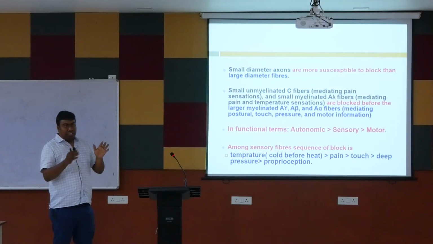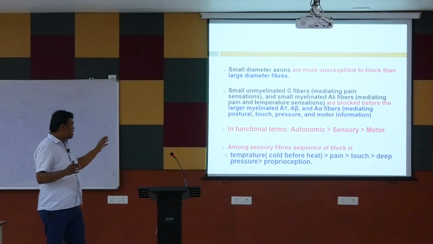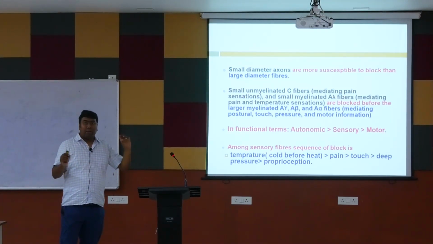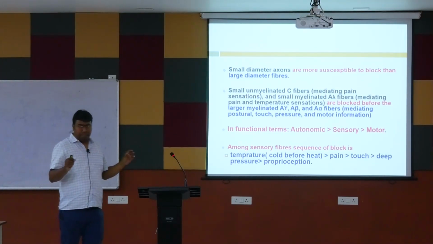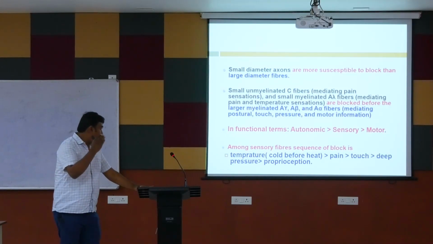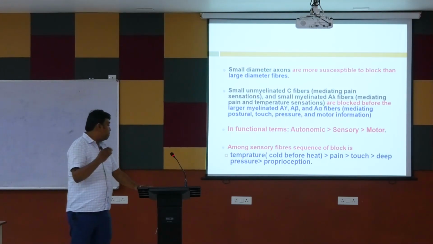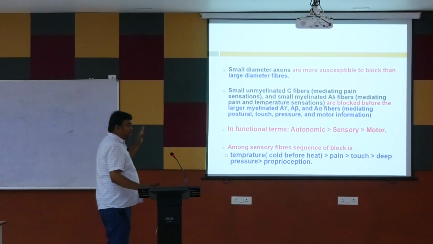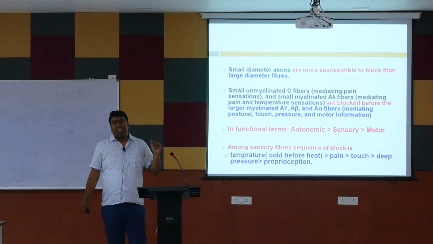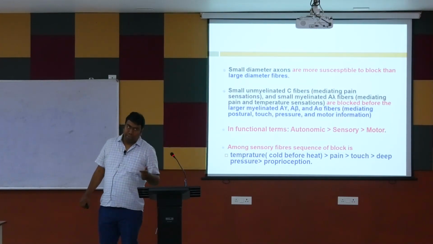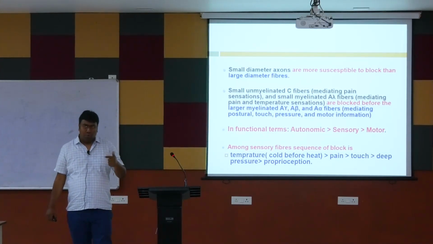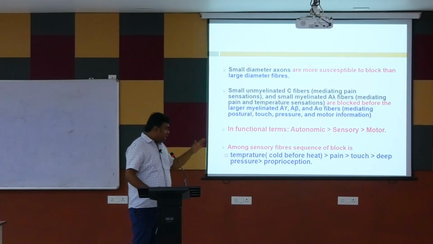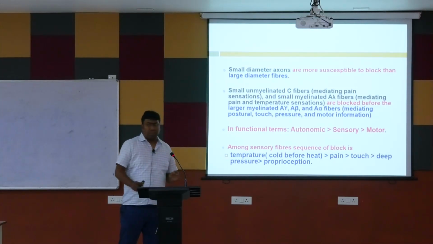So if we go by sensation, the first sensation to go is not the pain but the temperature, and among the temperatures, cold goes before heat. The first is temperature, followed by pain, then touch, then deep sensation and deep pressure, and lastly proprioception. These are the serial order in which sensation is reduced. First is not the pain but the temperature. Among the temperatures, cold is earlier than heat. Then pain, then touch, then deep pressure, then proprioception.